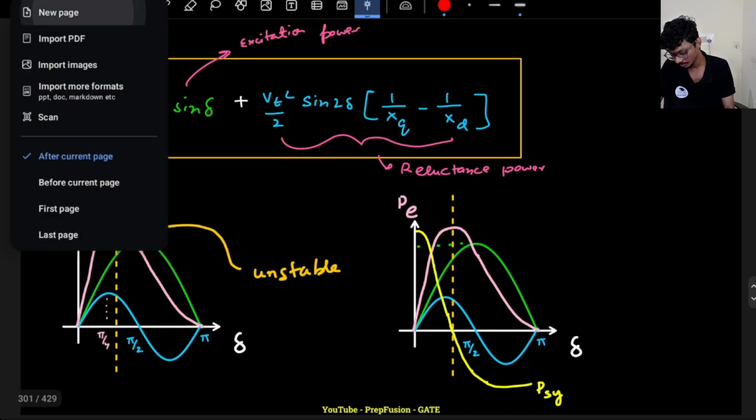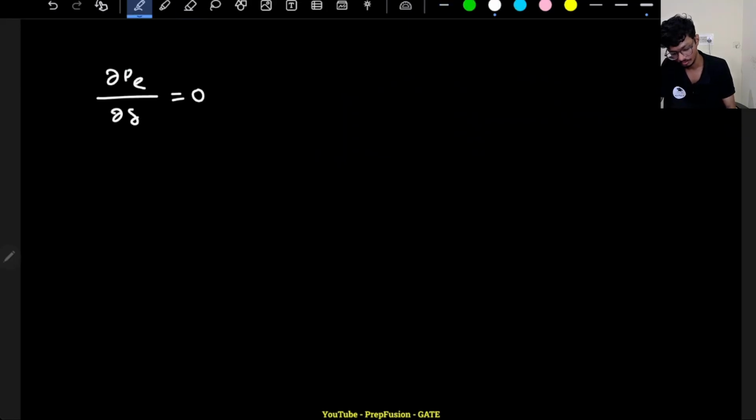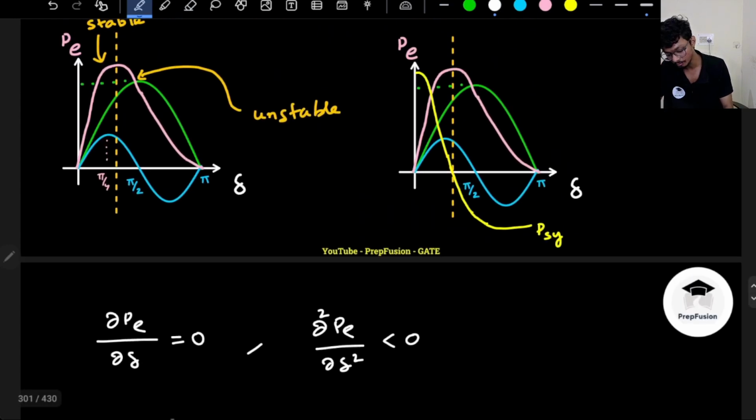You will put it in the formula. This is the homework task for you. You will differentiate this power with respect to delta and make it 0. Also you will double differentiate the power with respect to delta, and make sure whatever points you get, that is less than 0. If that is less than 0, then you will get a maximum. So this is the task, and from here you will see that your PE max will happen somewhat lower than pi by 2. It will happen earlier.